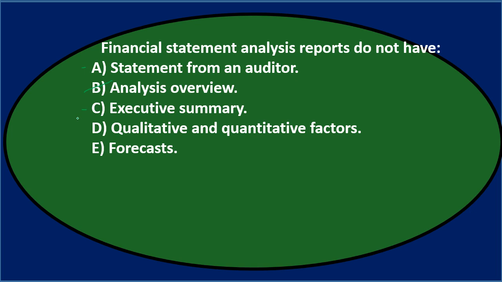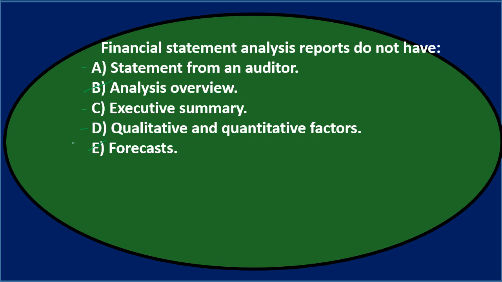Qualitative and quantitative factors. We might not exactly know what that is. I'll keep that for now. And then forecasts. The ratio analysis probably is there to help us forecast the future, so you would think the report might have some forecasts. So I'll keep that for now. I'll cross that one out, and we'll keep A, C, and D. Let's go through it again.